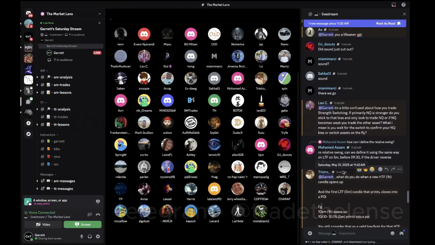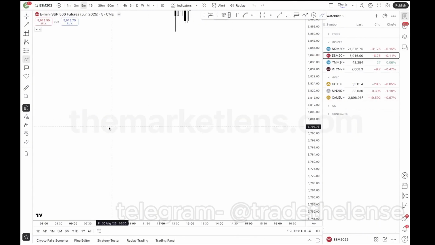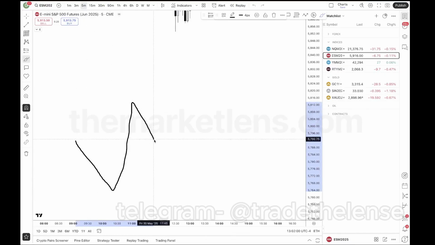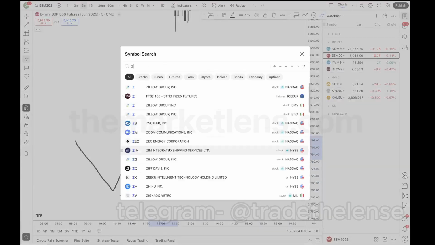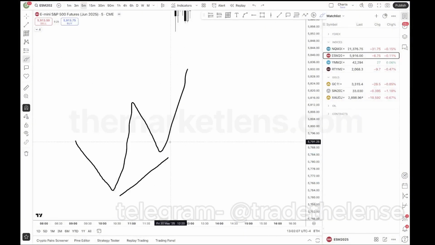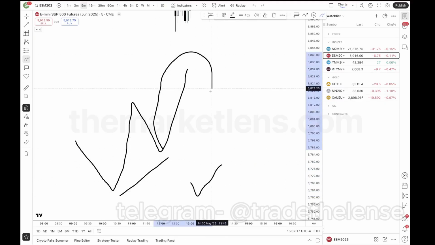I'm a little confused about how you trade strength switching. If primarily NQ is stronger, do you stick? Yeah, so if NQ is strong, like let's say there's a high time frame SMT, I'm still going to trade this here, even if it momentarily switches to the weaker asset. All that the momentary switching to the weaker asset is doing is just a trigger for the other assets to also expand in the same direction, because that's all this asset needs.